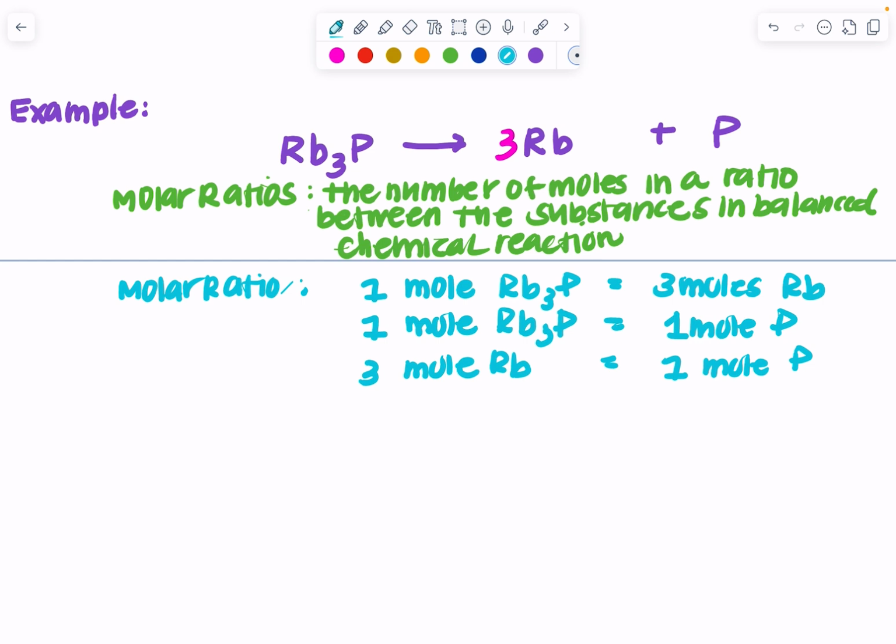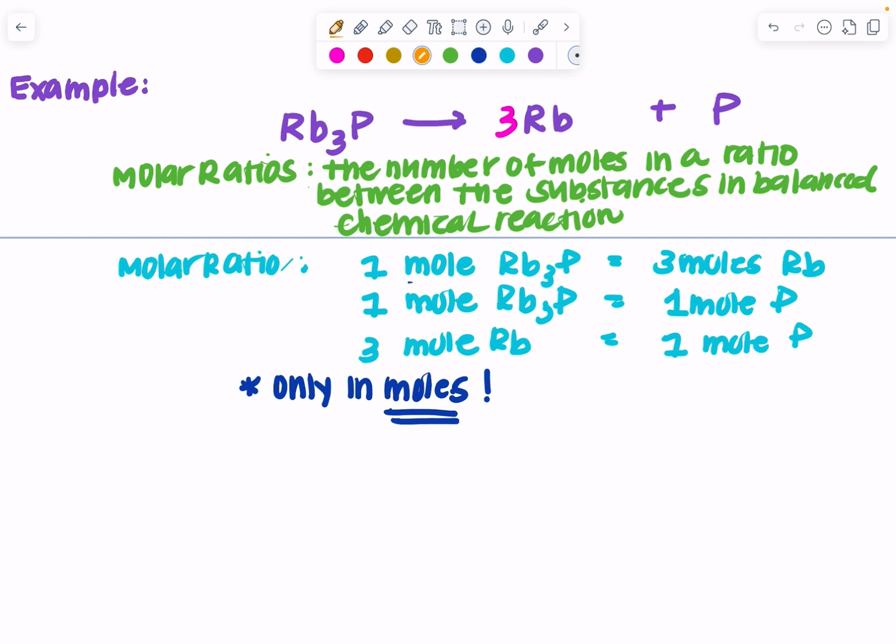Okay? I know it seems a little bit complex. It's actually very simple. But remember, we can only do this in moles. If we're doing this in any other type of unit, we've done something incorrectly. Because you can only do this in moles. You can't do this in grams. You can't do this in ions. Okay? So, let's do an example here, and then I'll do 2 more examples.